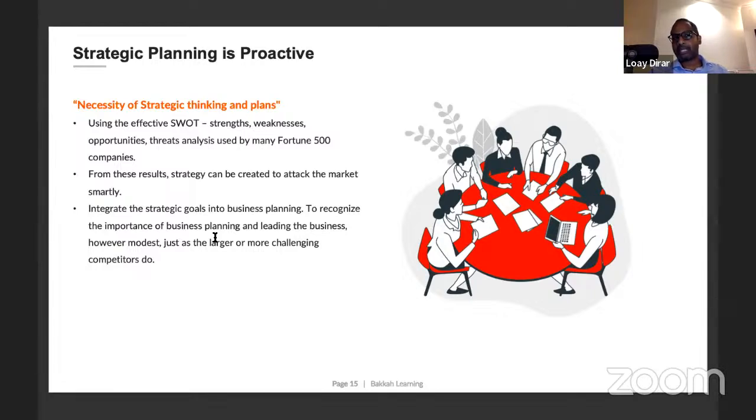because if your business plan doesn't have any kind of alignment with your business goals or your main objectives, definitely somewhere it's going to lose track. Recognize the importance of business planning, just as the larger, more challenging competitors do. The better you develop a business plan that's well aligned with a strategy, the more easily you can compete with the biggest players or the biggest competitors in the market. Okay.